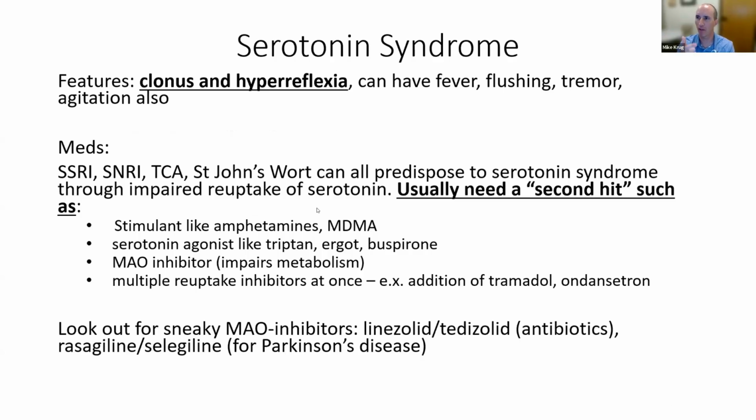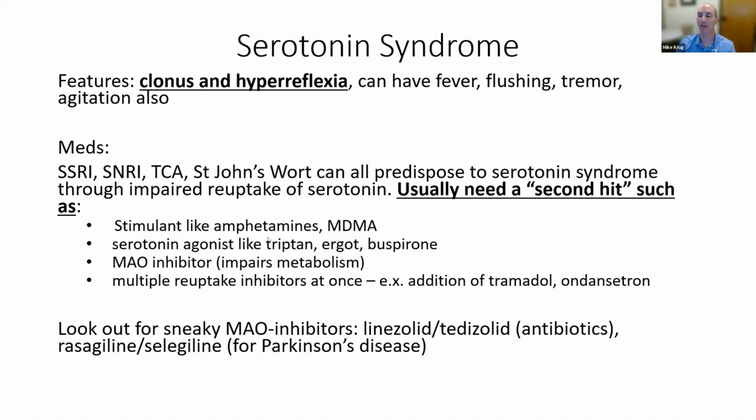Clonus, hyperreflexia, can have fever, flushing, tremor, agitation. I gave you all of them in this one. This is a little bit of a gift. They have to be on something serotonergic, and then you usually need a second hit, like an insult that will cause this. It doesn't usually start from starting a typical dose of something serotonergic. It's usually when something else happens.